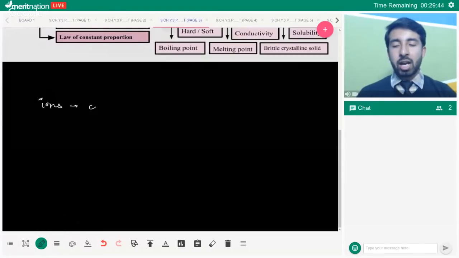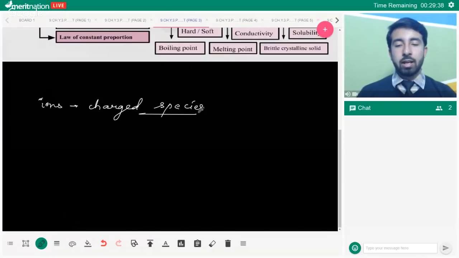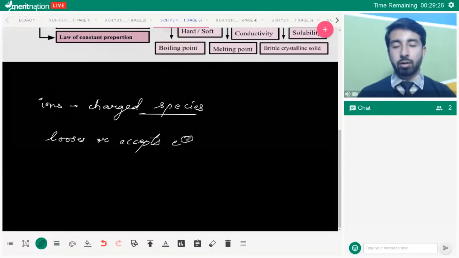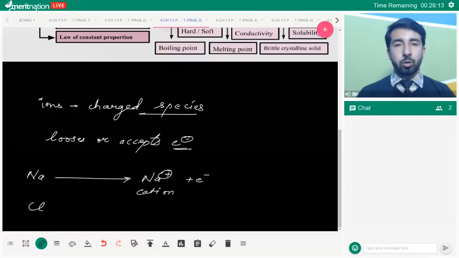Ions are your charged species, and they are formed when an atom loses or accepts an electron. For example, sodium loses one electron to form the Na plus ion, which is a cation. Or chlorine accepts one electron and forms the Cl minus ion.